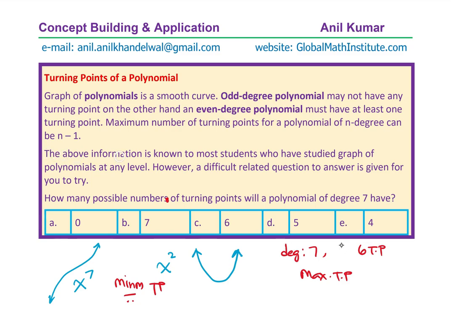The above information is known to most students who have studied graphs of polynomials at any level. However, a difficult related question to answer is this, which I've just asked you. How many possible number of turning points, like 0, 1, 2, 3, 4, 5, 6, 7, like these numbers, will a polynomial of degree 7 have? So I hope now the question is absolutely clear.